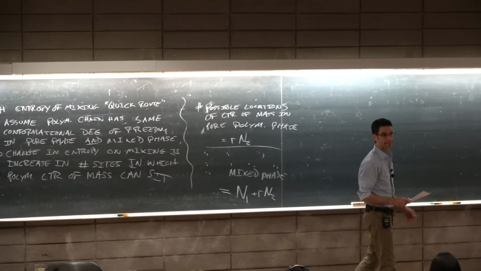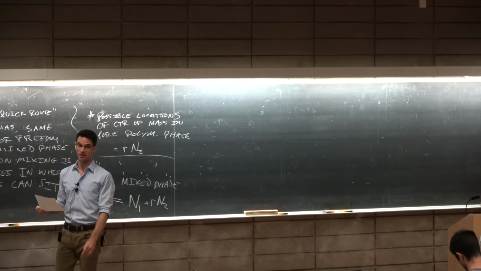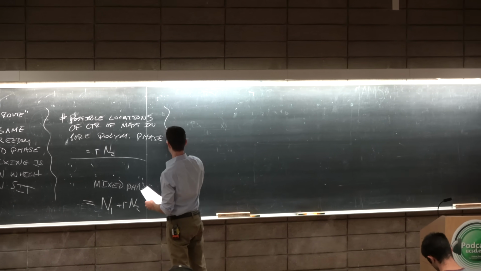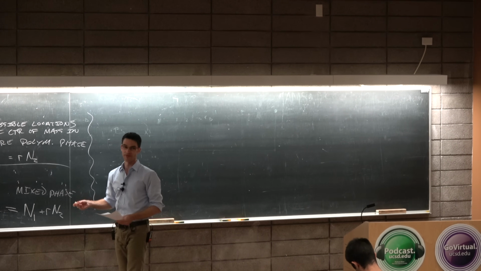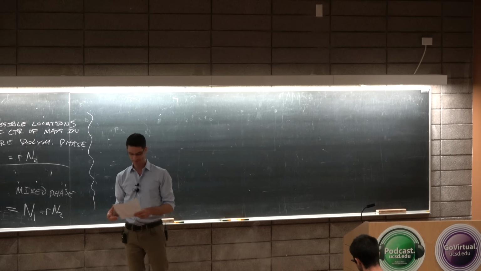What does R refer to again? R is the length of the polymer chain in our mathematical model. So it's a number of adjacent sites occupied by polymer monomers.